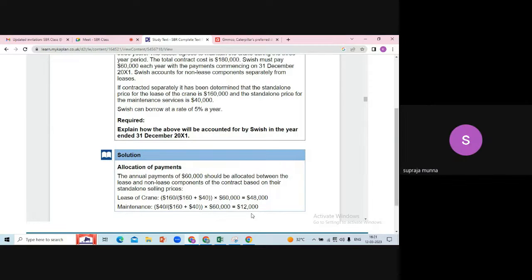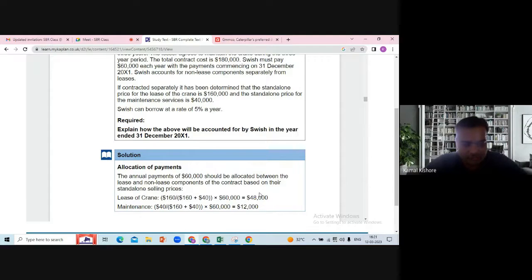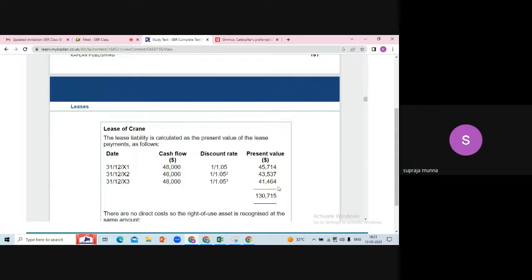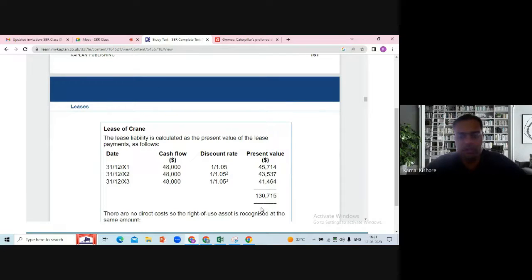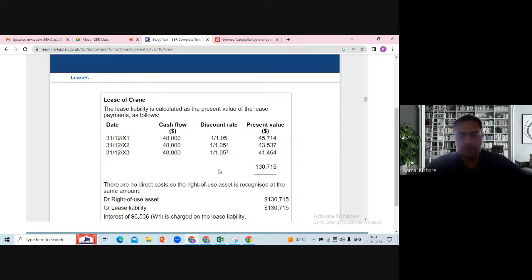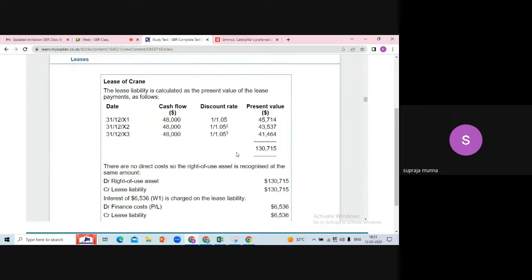That 48,000 is a repayment. You'll calculate the present value of that 48,000, based on the discount rate of 5%, which is 137.15. Okay. So do you know how to calculate these discount rates and all? Any chance? That PV, we have a formula, no, in Excel.